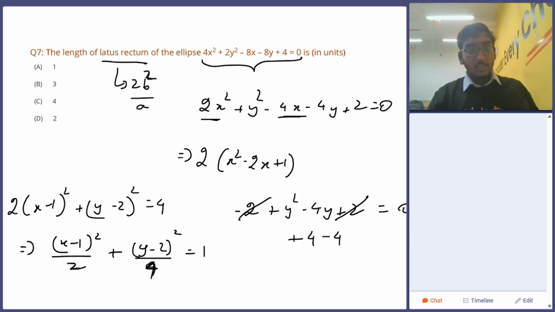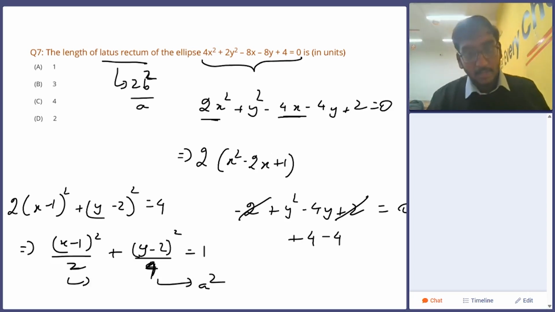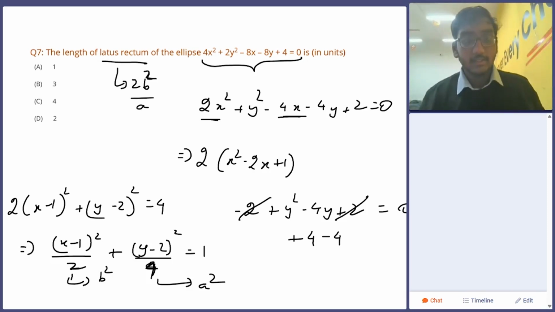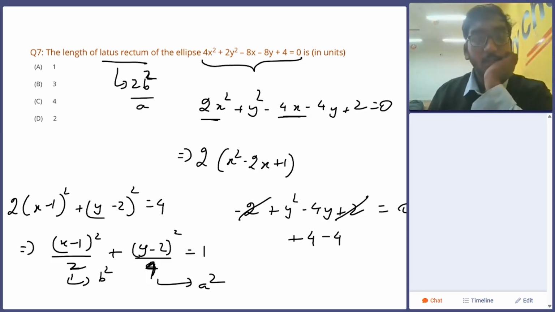Whatever is larger will be a square in an ellipse. So a square will be 4, and b square will be 2, because this ellipse will be elongated along the y-axis, because the denominator of the y square term is greater than the denominator of the x square term. So what will be the length of the latus rectum?